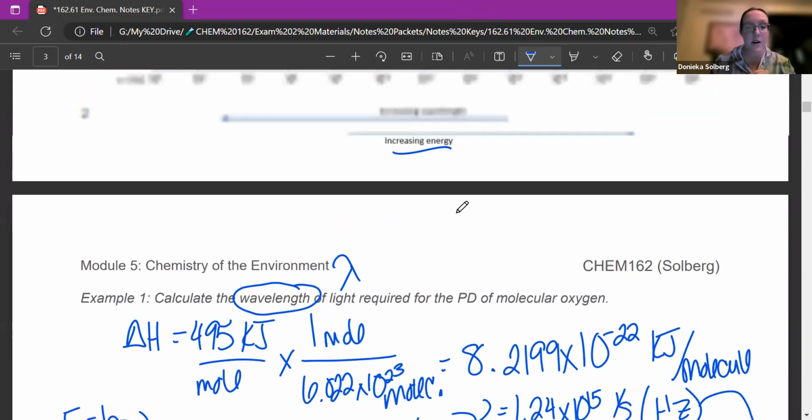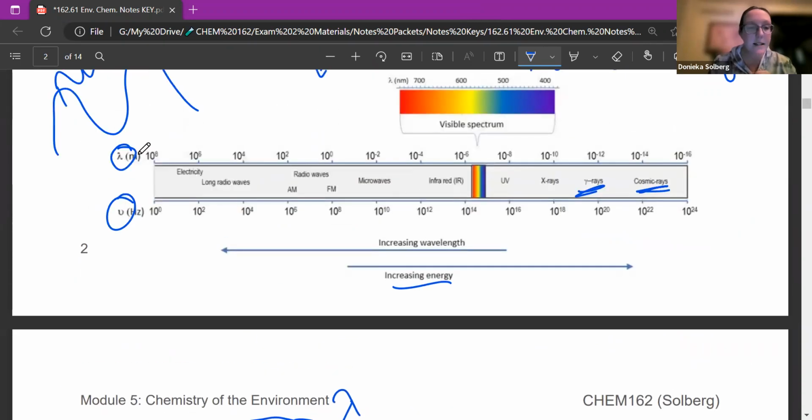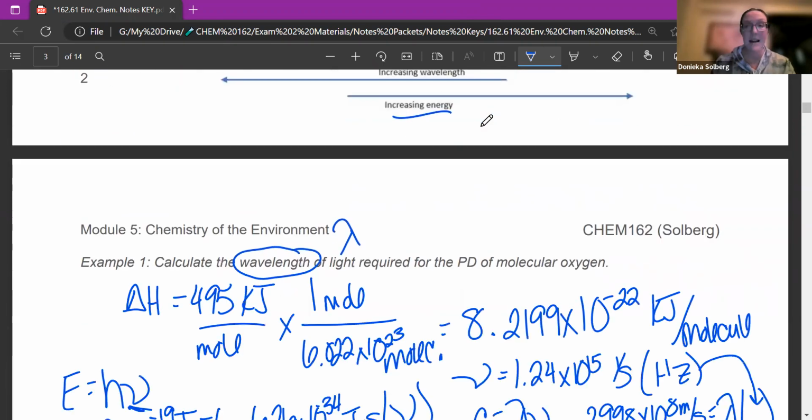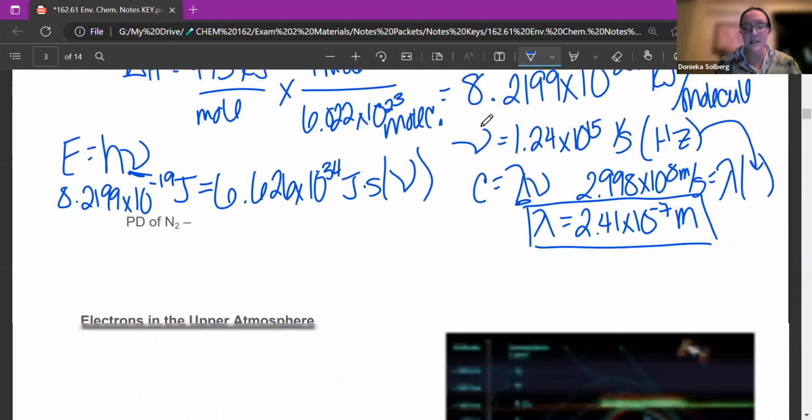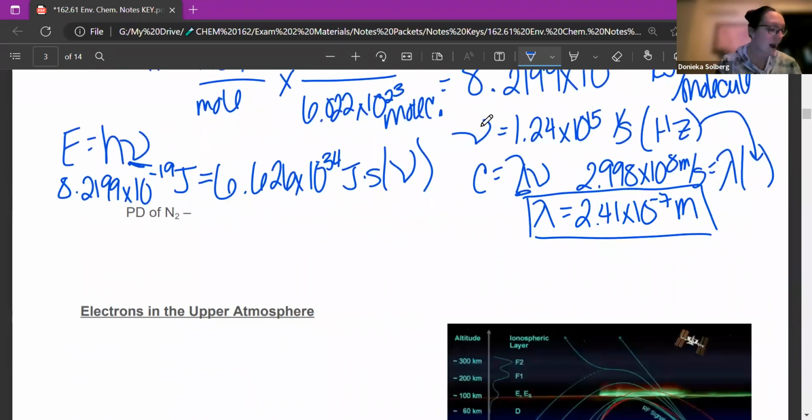So if I look up here, and I find 10 to the negative 7th-ish of wavelength, that would be about here. That's in the visible spectrum. So visible light actually causes photodissociation of oxygen. Okay, so that's really important to know. Just visible light can cause photodissociation of oxygen. It has to be a specific wavelength, but if we've got visible light coming in, that's going to happen.